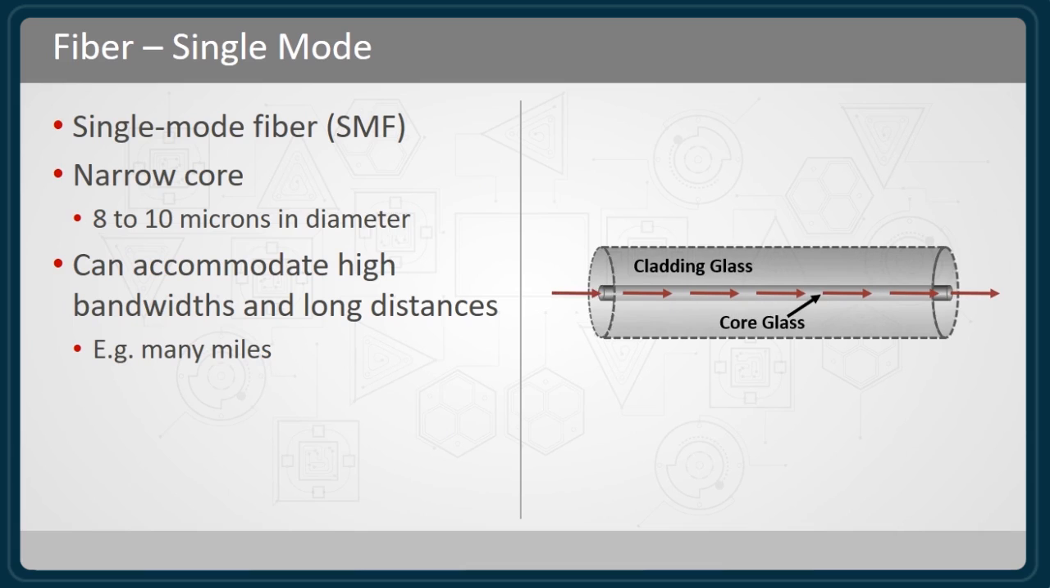Now, there's a few different implementations. Single mode fiber, or SMF, has a very narrow core, 8 to 10 microns in diameter, and can accommodate high bandwidths and long distances, so many miles. So you would see this, for example, in modern day fiber optic implementations to people's homes, where you have to travel a very large distance to get there.